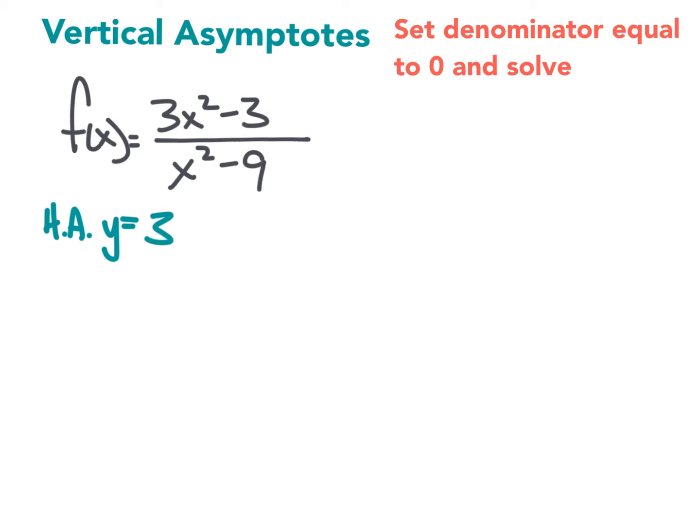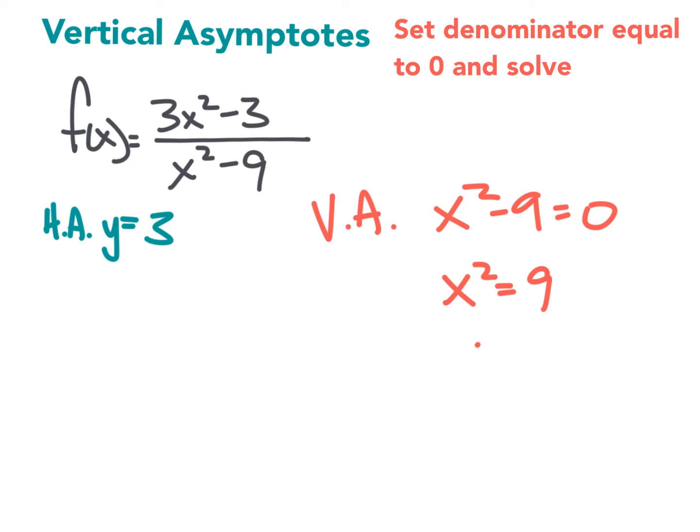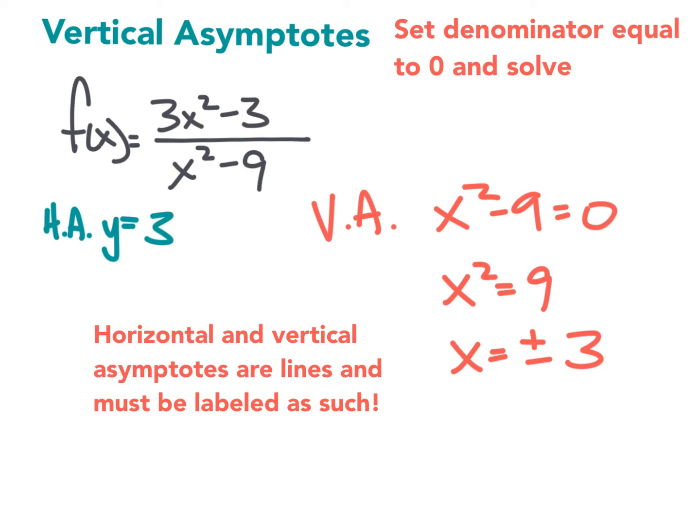All right, but the vertical asymptotes, we're going to set the denominator equal to 0 and solve. You could either do this by factoring or just by solving using square roots. x equals plus or minus 3. Now, horizontal and vertical asymptotes are lines, and they must be labeled that way. Notice a horizontal asymptote is always y equals a number, and vertical asymptotes are always x equals a number. Okay? You have to label them that way.